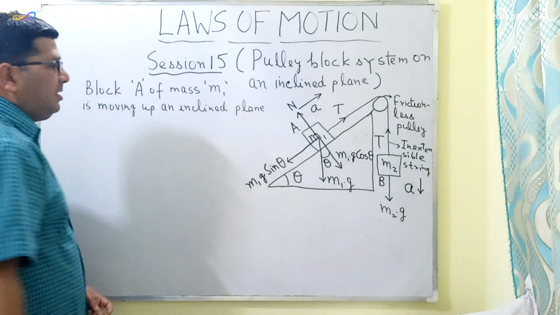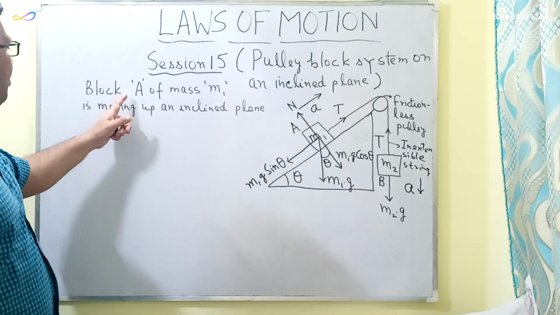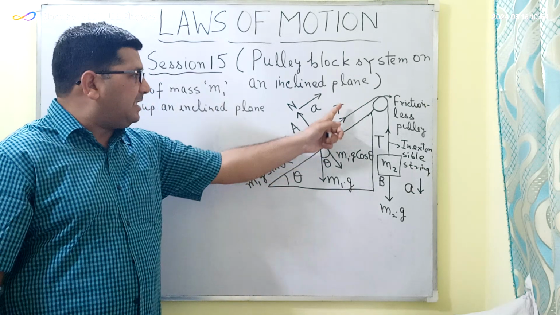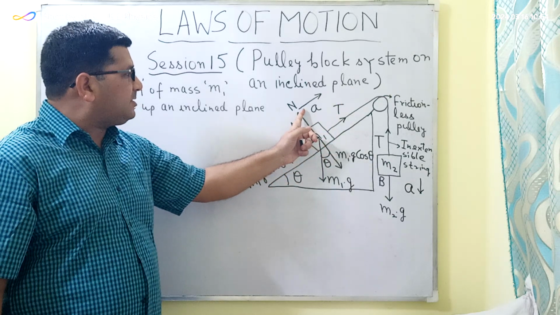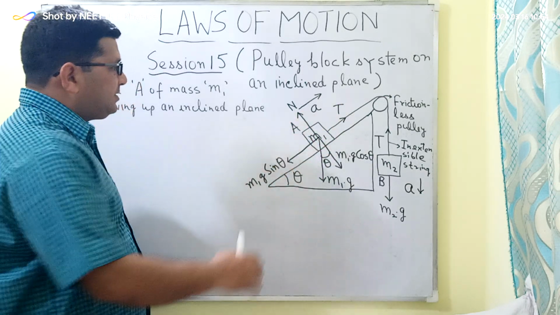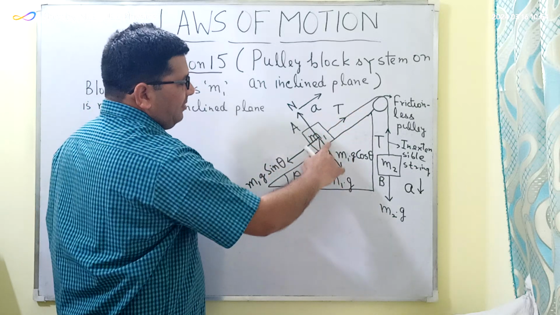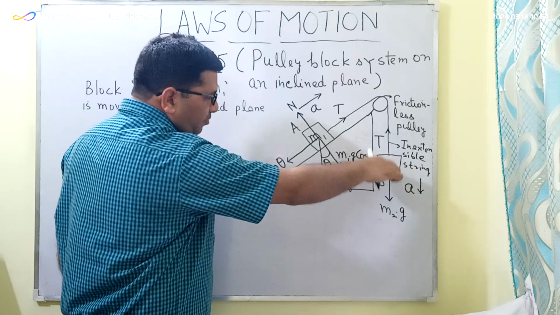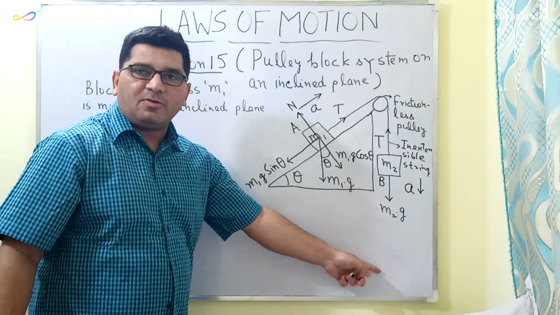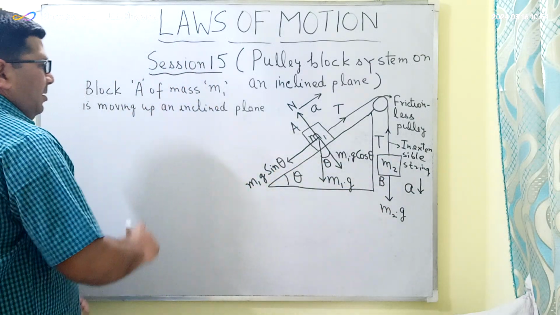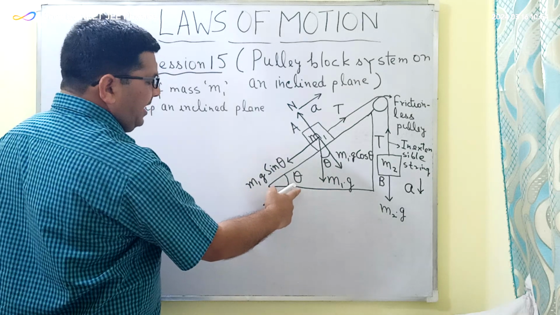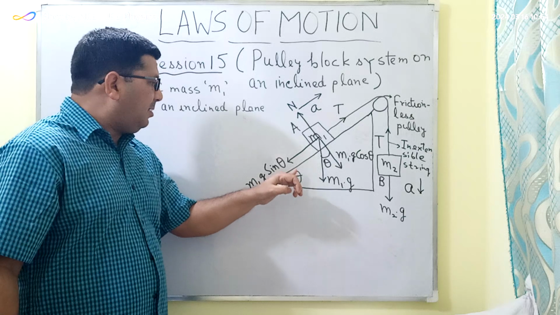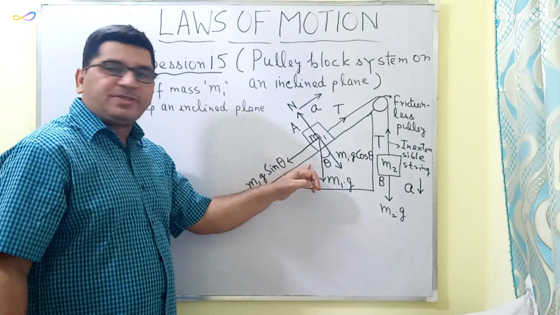Here I have assumed that this block A of mass m1 is moving up this inclined plane as indicated by this arrow. That is, this block is moving in this direction, and when this block A will move in this direction, then this block B will move in the downward direction. So here the angle of inclination of this plane with the horizontal is theta, and this is a frictionless surface.